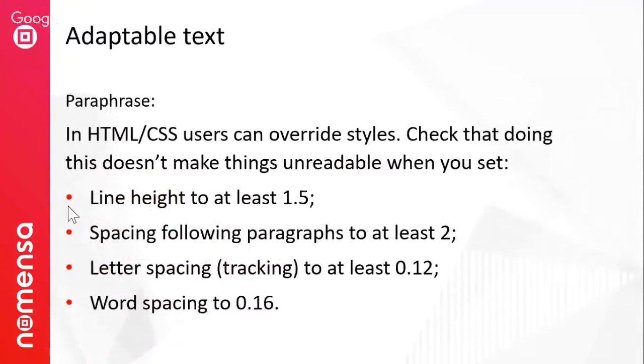Another one is adaptable text. The text spacing is the official name for that one, where we assume that people can override the text spacing, text sizing on different elements. What we're asking authors to do is to check that up to a certain point, that doesn't break things. So line height, letter and word spacing, and spacing following paragraphs, there is a set amount for each of those that we are recommending to test to.